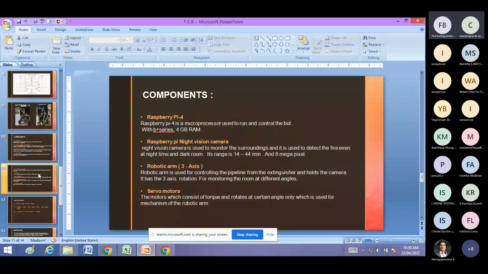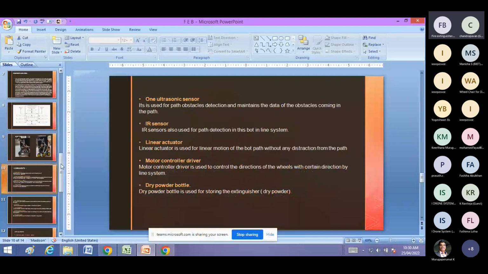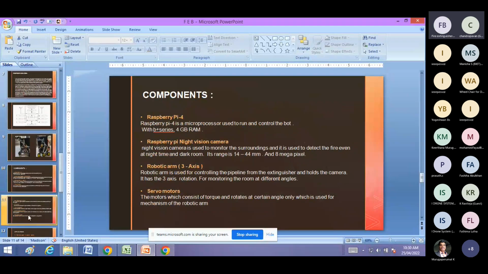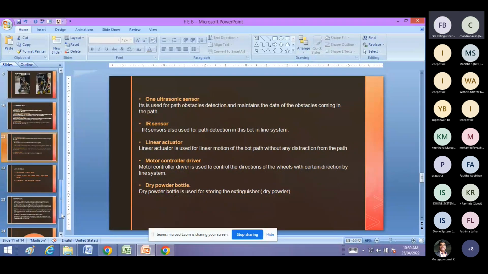Ultrasonic sensor is used for path obstacle detection, which maintains the data of the obstacle coming in the path. IR sensor is also used for path detection in the system. Motor control driver is used for controlling the direction of the wheels in a certain path of the line system. Tripod bottle is used for storing the extinguisher to extinguish the fire. The working is explained by our teammate Ashwita.